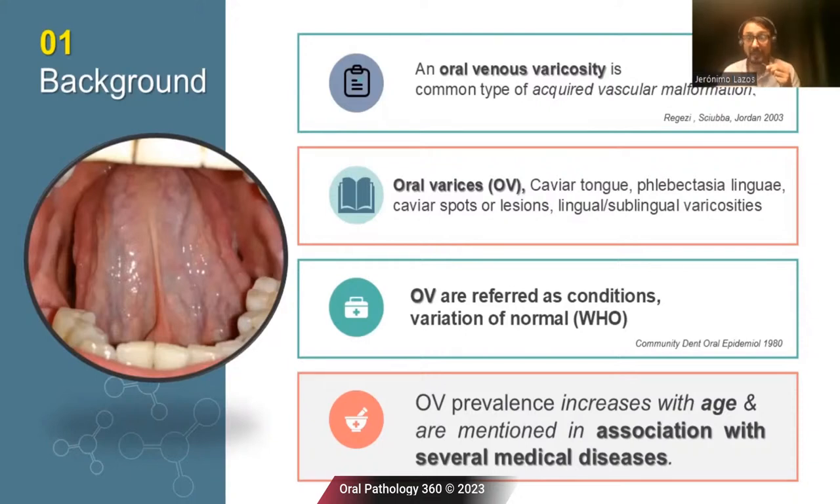So OB is regarded as a physiological process, usually referred to not so much as a disease, but as a condition. That is a variation of the normal as referred to by the World Health Organization, because they are believed to be a developmental anomaly, and OB are often discovered incidentally during a routine oral examination. But they are seldom recorded in the medical history of the patient. Also, OB are usually deemed insignificant. However, this is a very important point. However, oral varicosities are mentioned in association with several medical diseases.